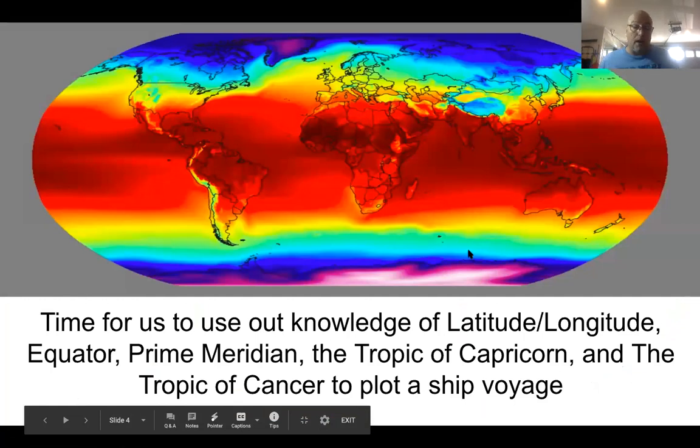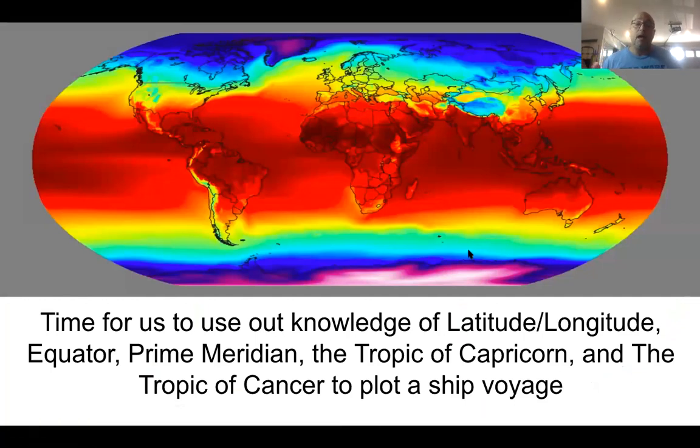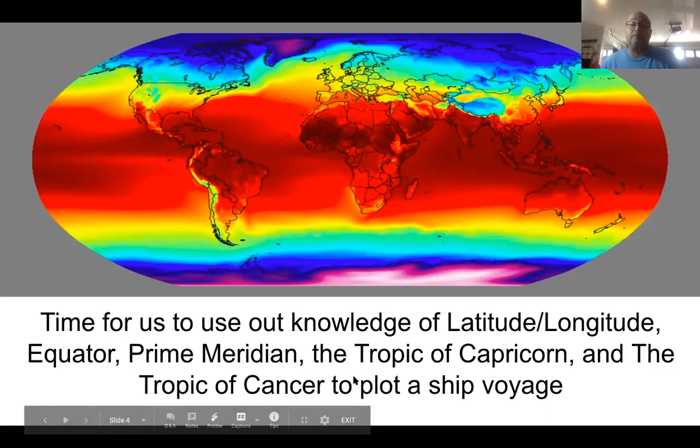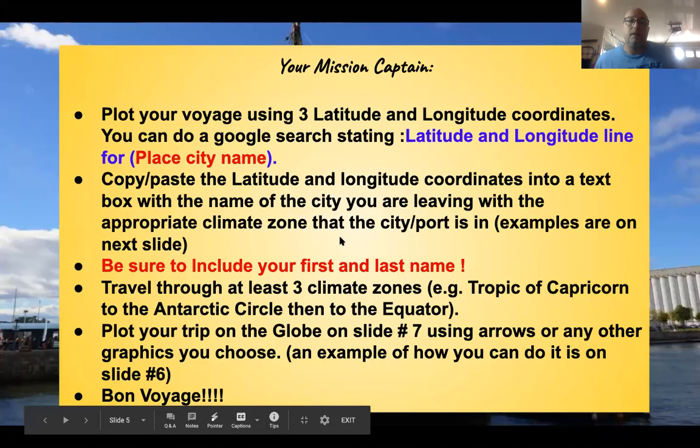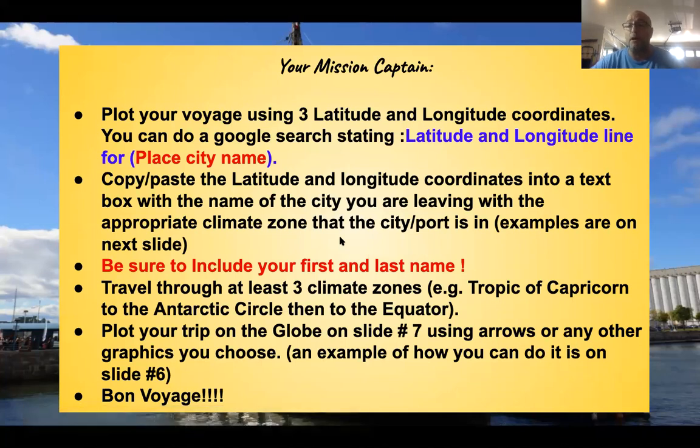Okay, now that we've watched all of our presentation and our videos, it's time for us to use that knowledge of latitude, longitude, equator, prime meridian, the Tropic of Capricorn, and the Tropics of Cancer to plot a ship voyage. Your mission as captain is, you will plot your voyage using 3 latitude and longitude coordinates. You can do a Google search stating latitude and longitudinal line for, and then place your city. You're going to copy and paste the latitude and longitudinal coordinates into a text box with the name of the city you are leaving, the appropriate climate zone that is in, as well as the coordinates of that city.